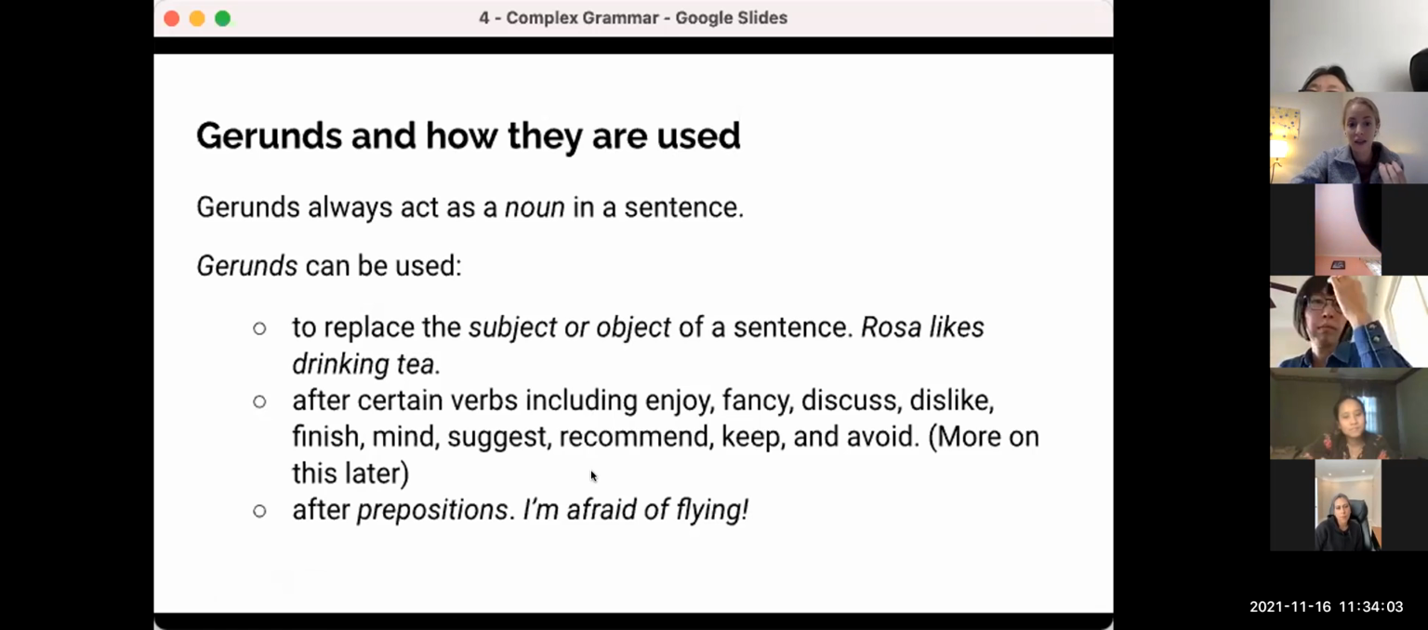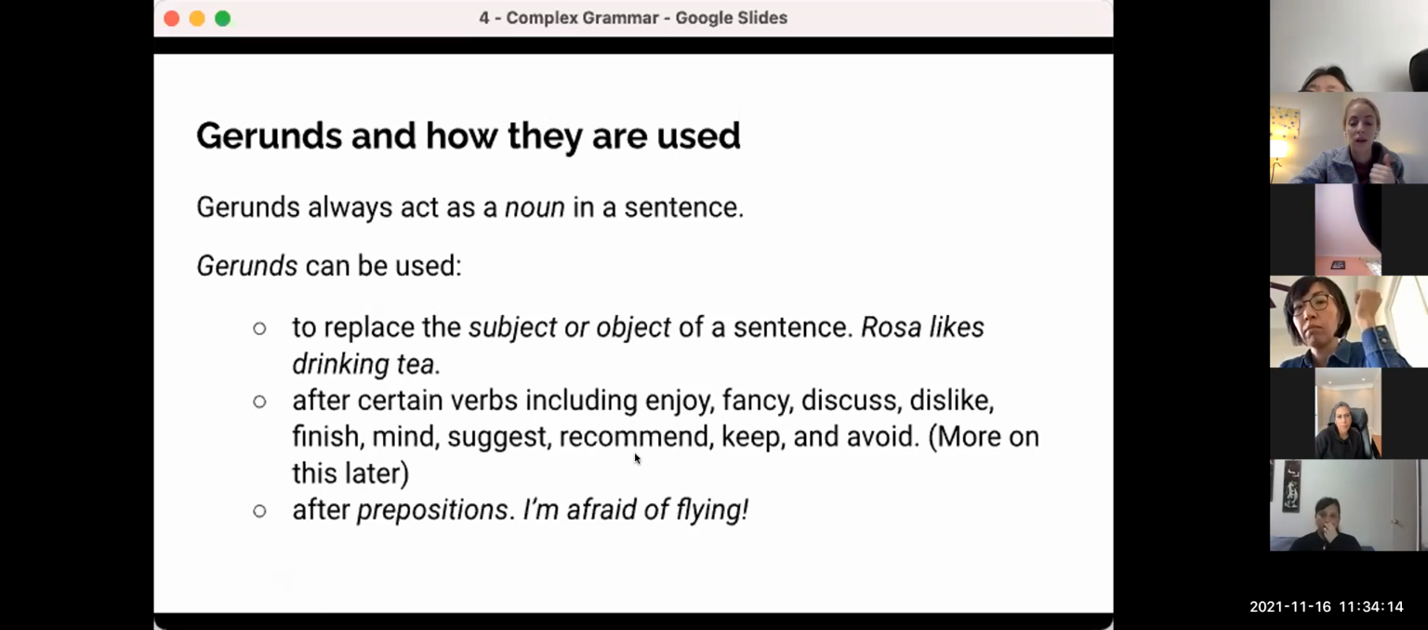We can use the gerund as the subject or the object of the verb. As the object, some verbs require using the gerund. We're going to talk more about this on Thursday's class when we talk about infinitives. But some verbs we must follow with the gerund. And we also use gerunds after prepositions with a verb or an adjective that can give us more information. But we always have the main verb of the sentence as something else.